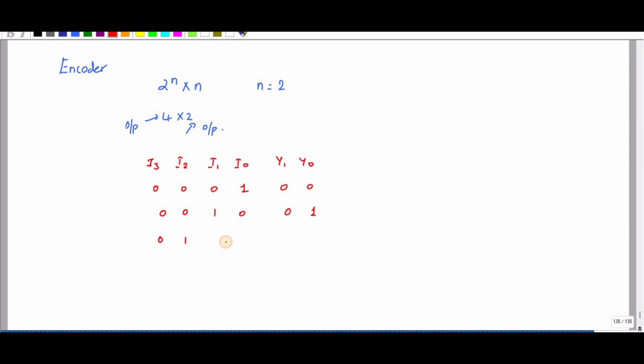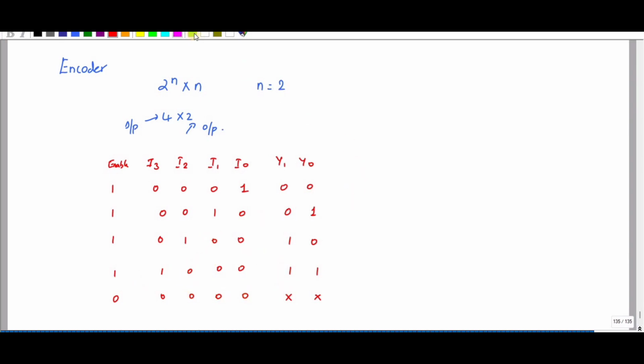If I2 is 1, then your output is 1 0. So only this data is transmitted instead of all the inputs. Next, if I3 is 1 and the rest are 0, it will be 1 1. If it is 0 0 0 0, the output is XX. This is possible only if the enable value is 1. If the enable value is 0, it will not function.